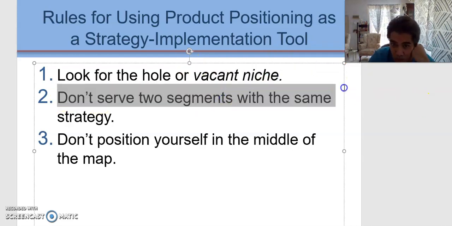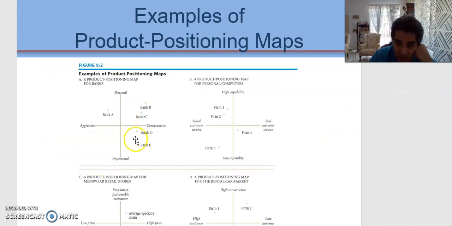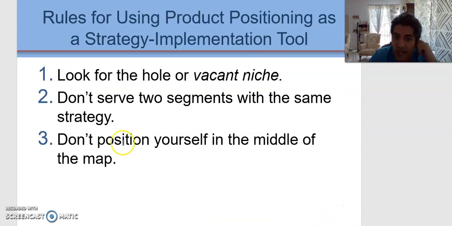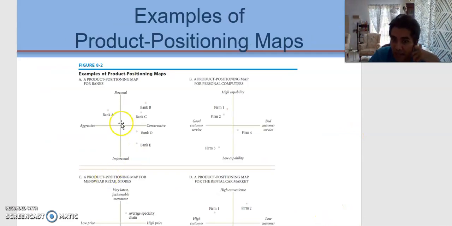And then we do not want to serve two segments with the same strategy. For example, if you have this segment and this segment for your different products, you cannot use the same approach, because this one is very personal and this one is impersonal. If you use the same marketing strategy, it is not going to be effective overall for your company. And don't position yourself in the middle of the map. We do not want to be here, because there is no identity. So we need to locate ourselves in a vacant niche, so that we can create a clear and distinct identity for our product.